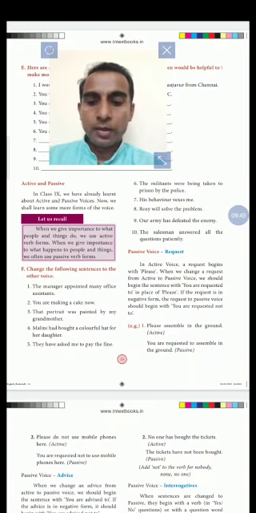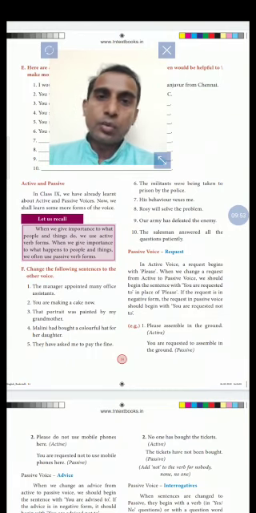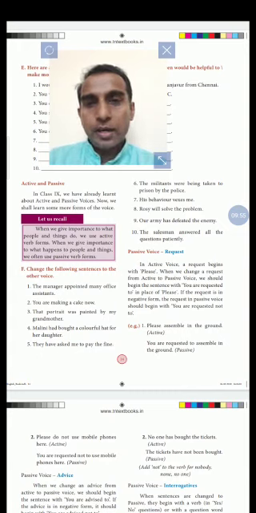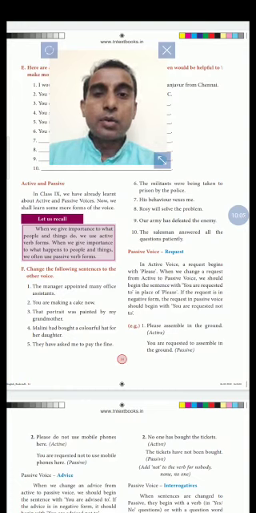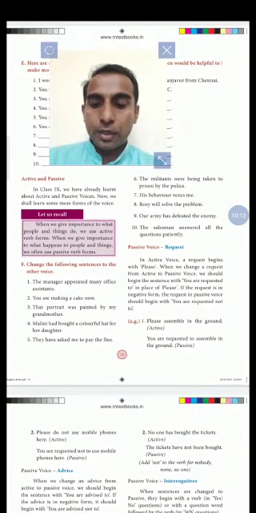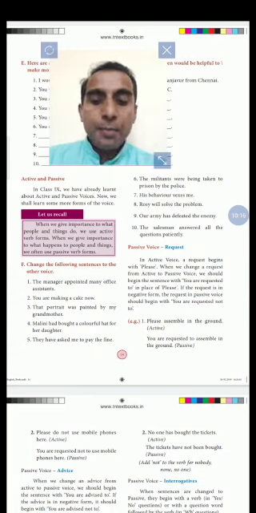Then the next one, the fourth one. Malini had bought a colorful hat for her daughter. You have to change this into passive voice. Here you will see that this is in perfect tense because of had bought. When you change this from active to passive, if it is had, in passive you should use had been. So the sentence in passive voice will be: A colorful hat had been bought. There are two verbs in active, had and bought, but in passive there are three verbs. Had been bought by Malini for her daughter.